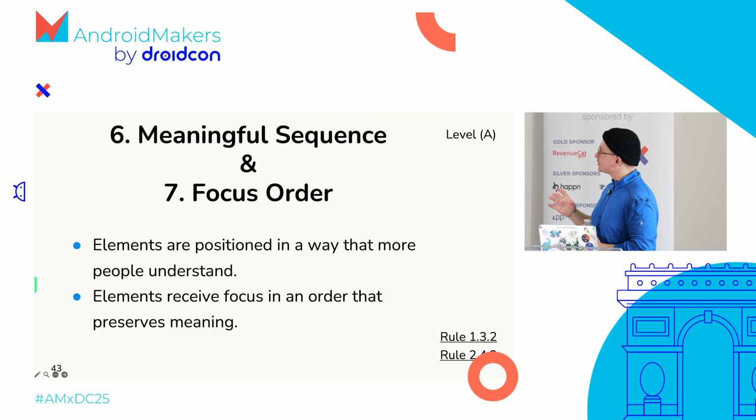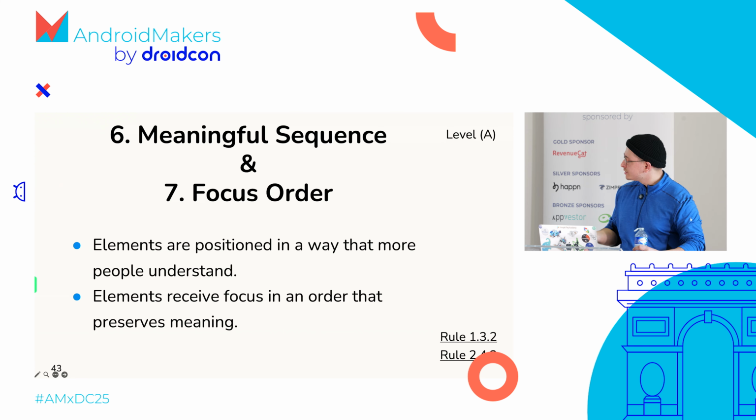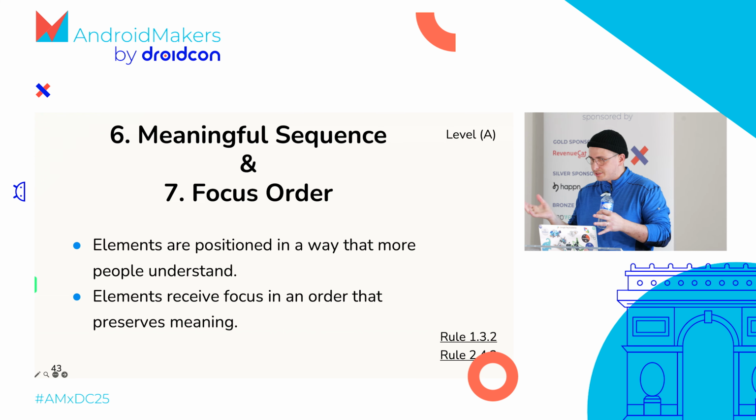And focus order would tell us that the elements, when using assistive tech, have to receive the focus in a meaningful way. So do not read the bottom element, then the focus jumps to the top, then jumps to the right, to the left, because a person might be having some cognitive limitations. And by doing this roller coaster with a not understandable UI, you basically exclude these persons from your app.